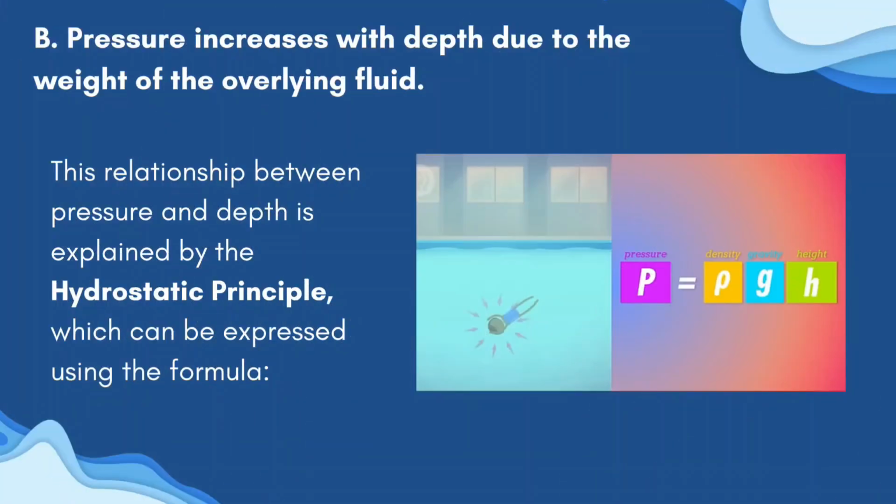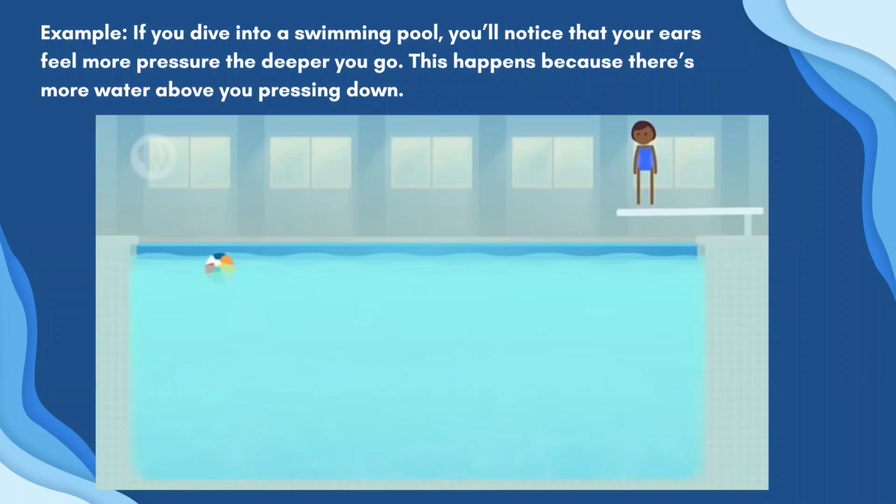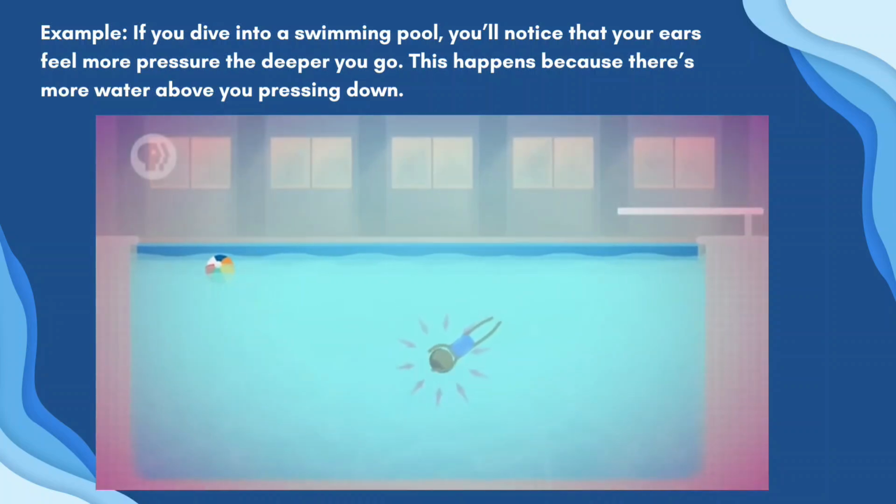This relationship between pressure and depth is explained by the hydrostatic principle, which can be expressed using the formula P equals density times gravity times height. From this equation, we can see that the pressure increases as the depth increases or as the density of the fluid increases. For example, if you dive into a swimming pool, you'll notice that your ears feel more pressure the deeper you go. This happens because there's more water above you pressing down.